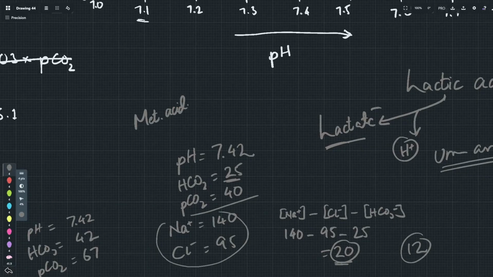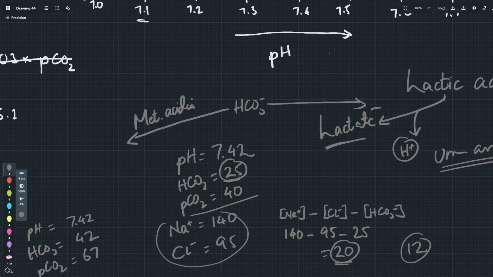But on top of that, bicarbonate level is normal. Why is it so? Because here is the bicarbonate. Something is trying to pull it towards the lower side. It is like stuck in a tug of war, and the other thing is pulling it towards the higher side. So the other thing is metabolic alkalosis. So this is actually a scenario of metabolic acidosis plus alkalosis.